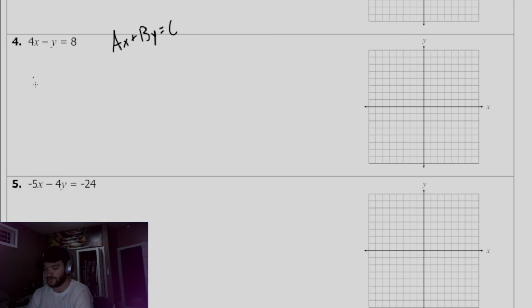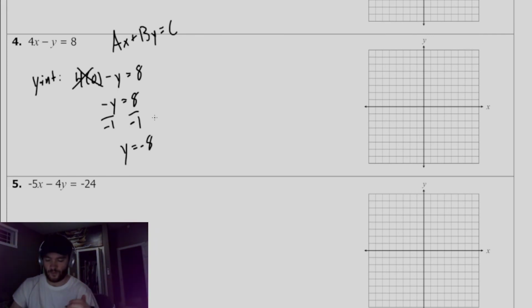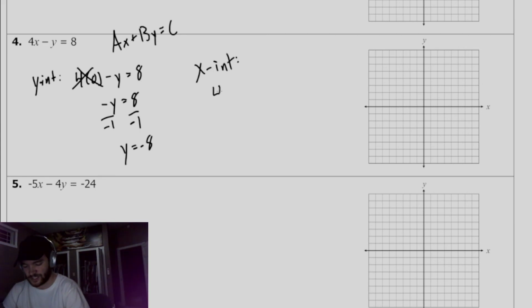I'll show you what I mean. I'm trying to find the y-intercept, right? If I want to find the y-intercept, I'm plugging in 0 for x. So I've got 4 times 0 minus y equals 8. This becomes 0, so negative y equals 8. Divide by negative 1. Y equals negative 8. Pretty simple, but the y-intercept is usually simple. The x-intercept, however, is usually the tough one. So all I got to do is plug in 0 for y.